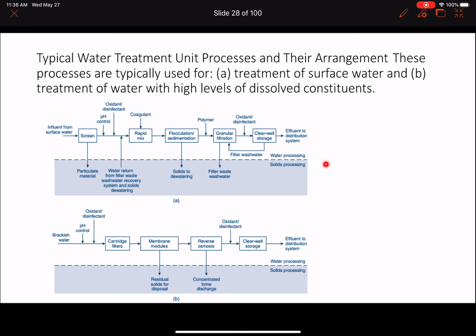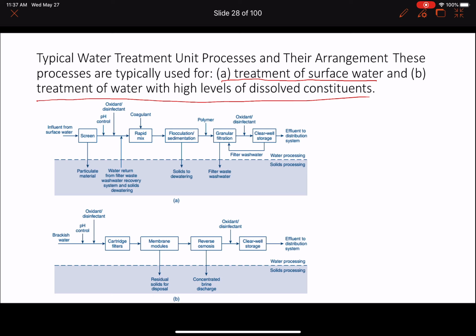The first process is to treat surface water, and by surface water, I mean river water, lake water, anything above the surface. The second process is treatment of water with high levels of dissolved constituents. For example, treating brackish water, the water underground that has a lot of dissolved constituents. Let's look at the first treatment of a regular river.